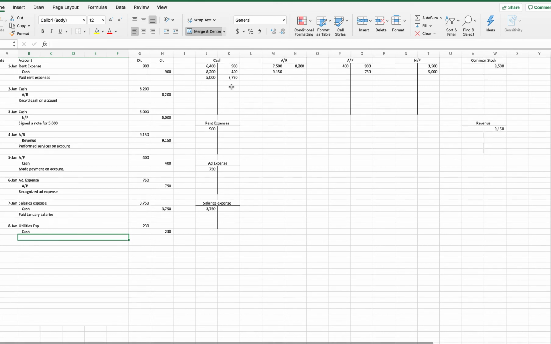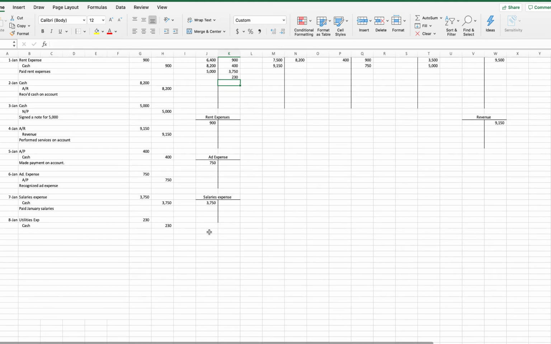Well, cash is the easiest one, so I'm going to go ahead and post my cash. I'm going to credit it for $230. If we look at our T accounts, I don't have a utilities expense T account yet, so I need to create one. So I'm going to come underneath my salaries expense.